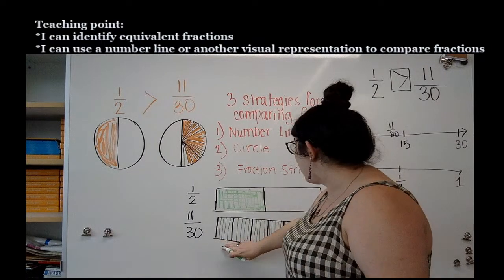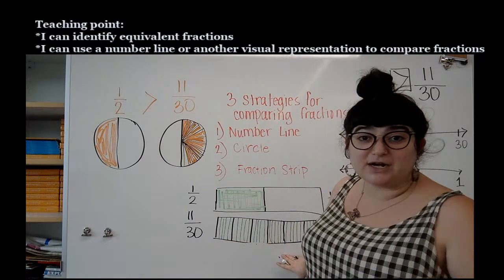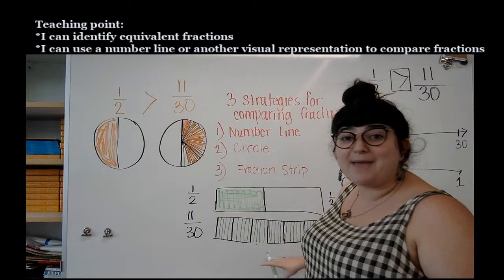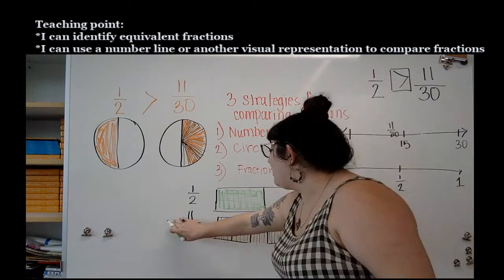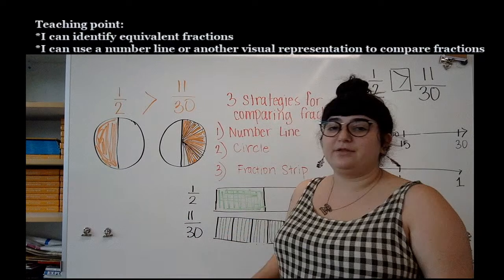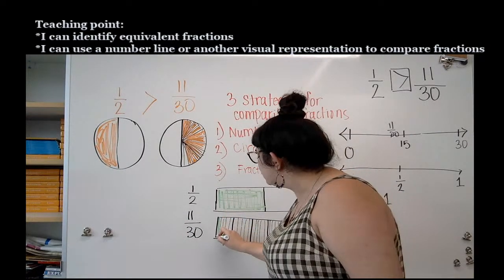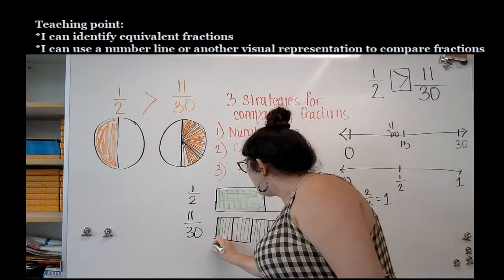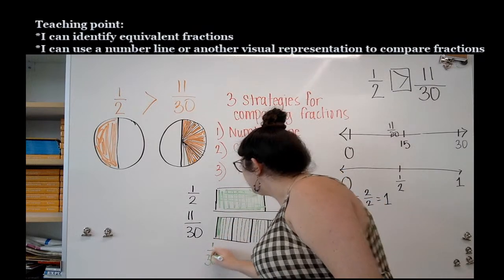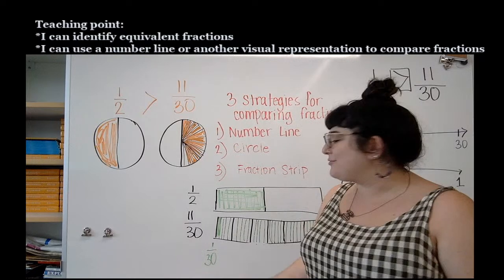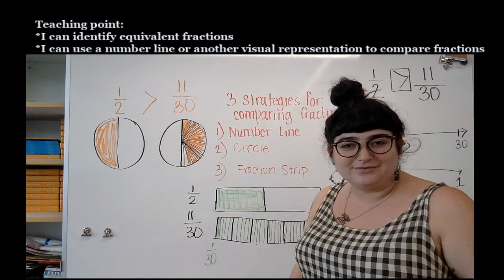Now for this 11 over 30, this can be tricky, right? But I know that I am adding up 11 1/30ths, right? Each one of these squares represents 1/30th, right? So essentially one of these squares is you, right?